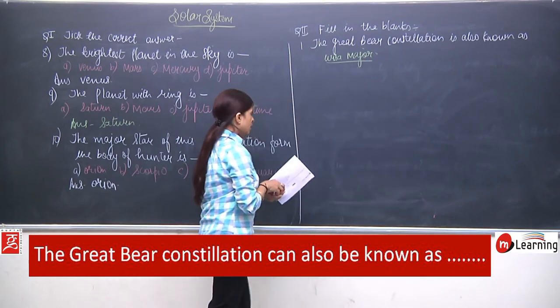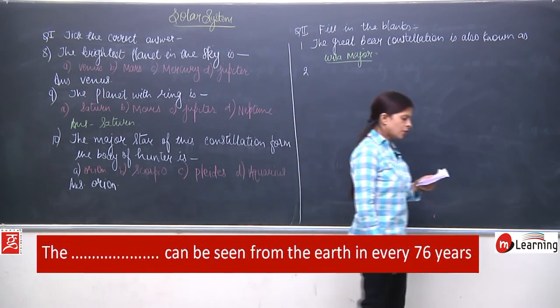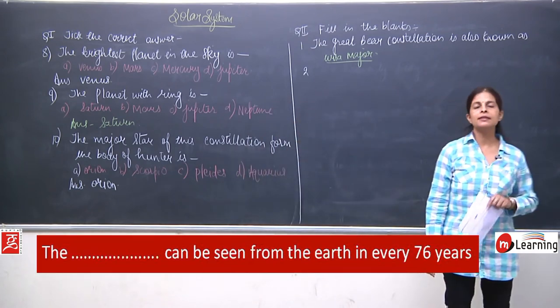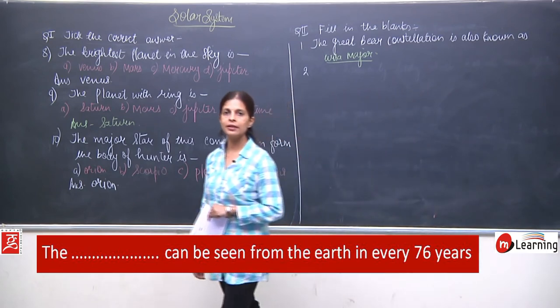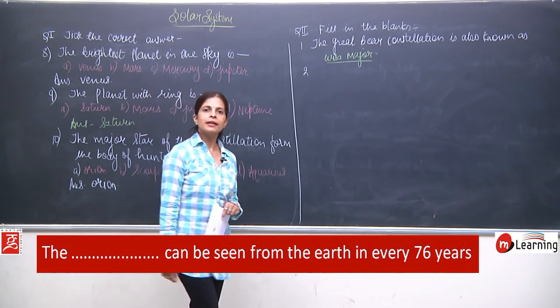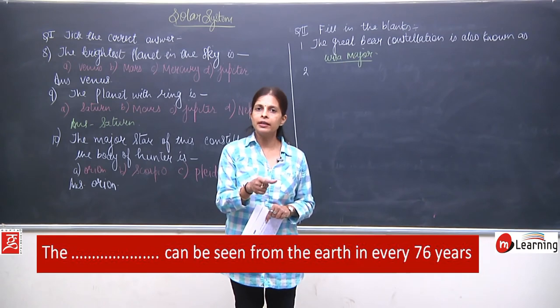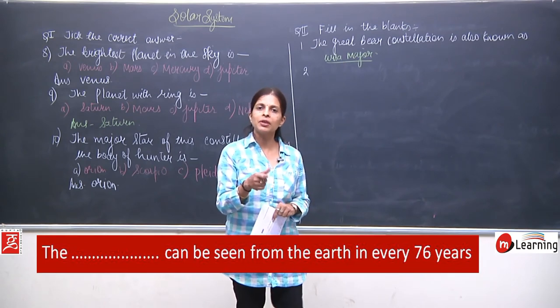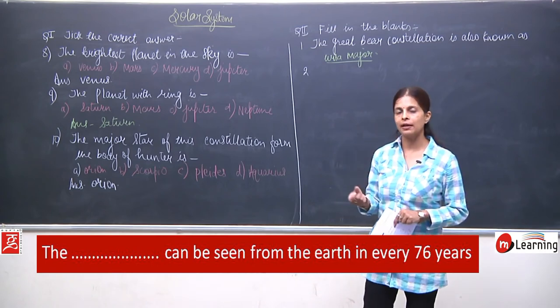Now we'll talk about the second fill in the blank. The dash comet can be seen from the earth every 76 years. We know what a comet is. Earlier the comet used to be taken as a misfortune. People used to think that if a comet is seen, that means something will go wrong, it is not a good sign, it was taken as bad luck.